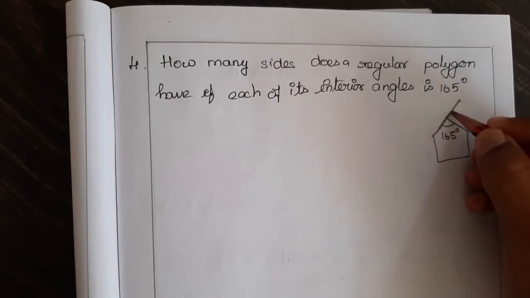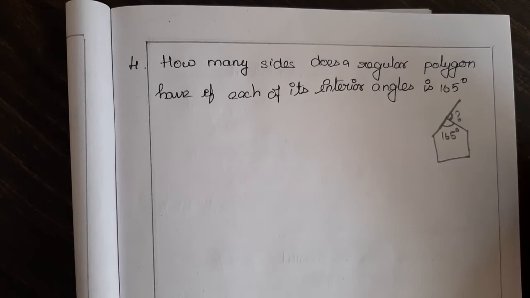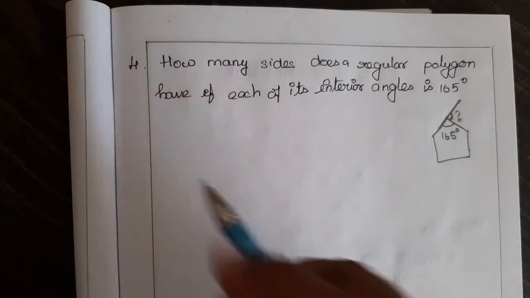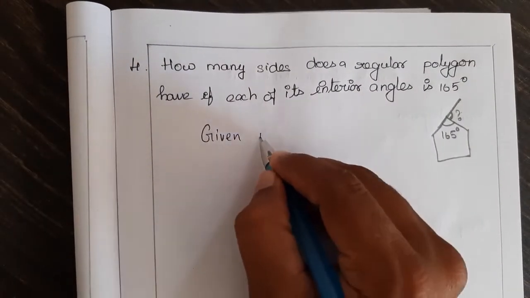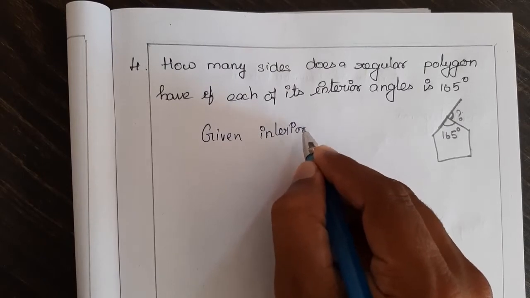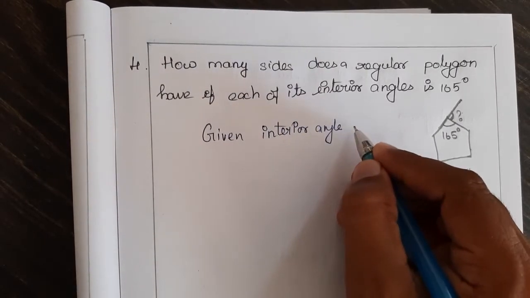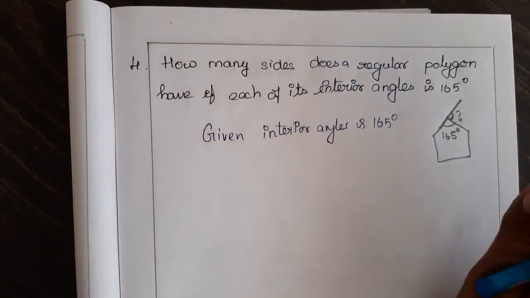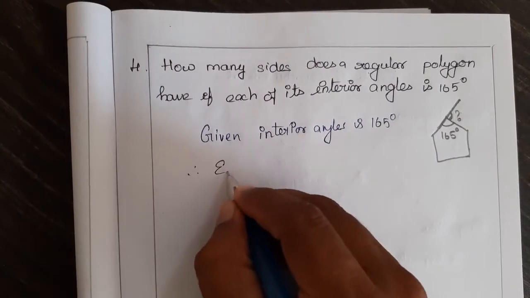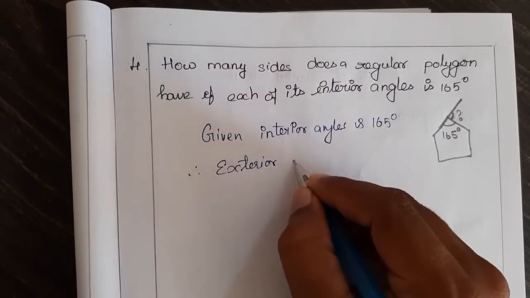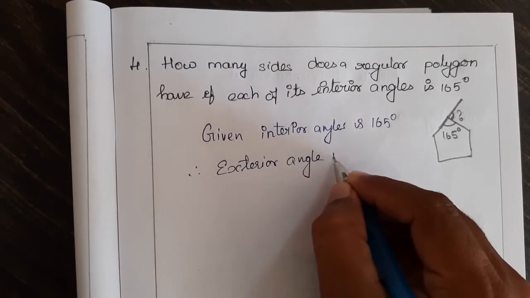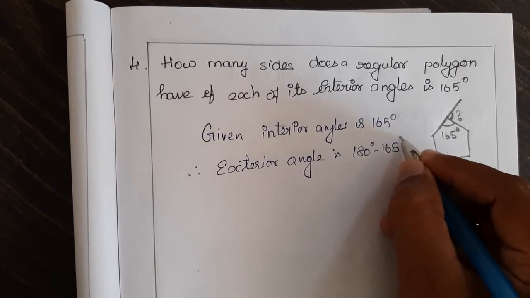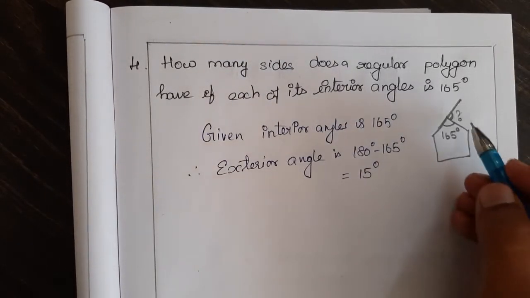Then what will be the exterior angle? Exterior means you have to extend here. This angle will be the exterior angle, right? It's a straight line, a linear pair. So 180 minus 165. Given the interior angle is 165 degrees, and since it's a regular polygon, all the angles are the same, right? Therefore the exterior angle is 180 degrees minus 165 degrees, which is equal to 15 degrees.